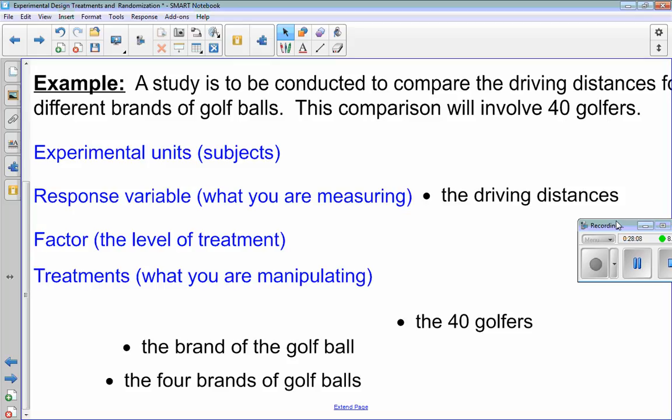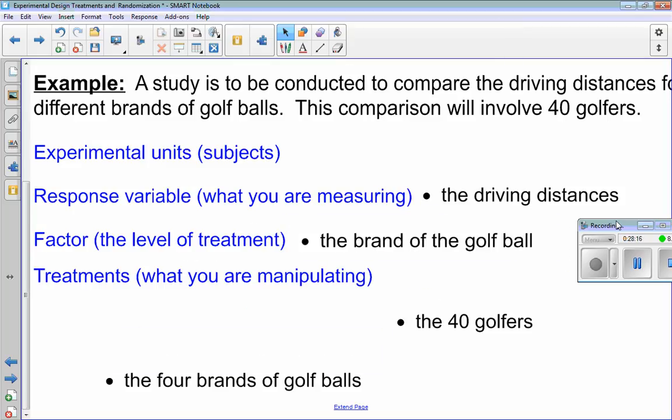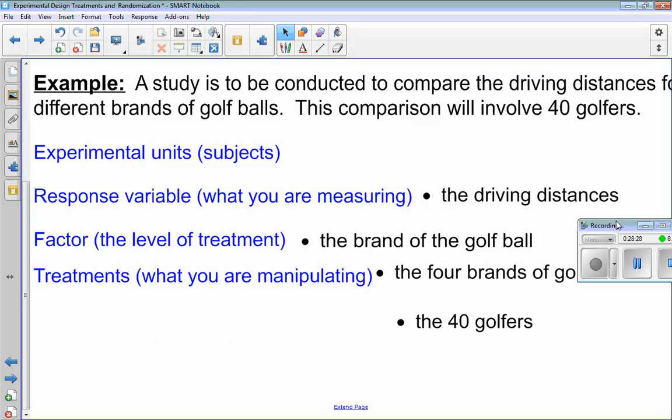But the 1 factor is simply just the ball. Okay? So the brand of the golf ball, there we go, is the factor. The treatments in and of themselves, we have 1 factor with 4 levels. What's 1 times 4? Here's the math. 4. So the 4 is the number of treatment groups I have. Are we good so far?